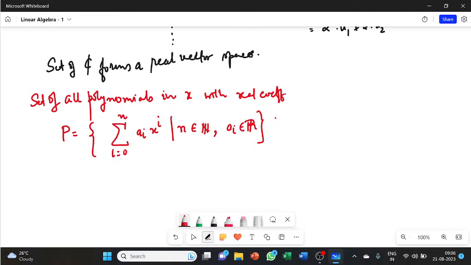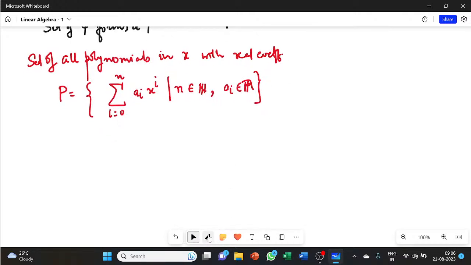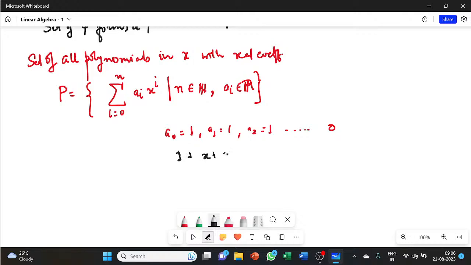So you take all different a_i's. Let us take a_0 equal to 1, a_1 equal to 1, a_2 equal to 1, and all others 0. So what polynomial does it represent? It would represent 1 plus x square, isn't it? So this is one polynomial. Similarly, you can make all other polynomials till degree n.